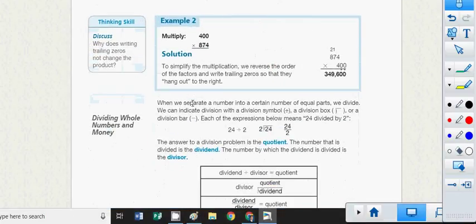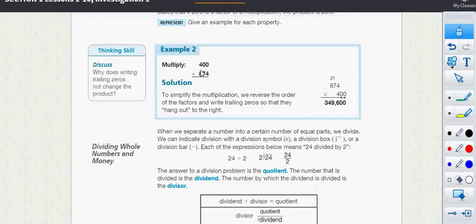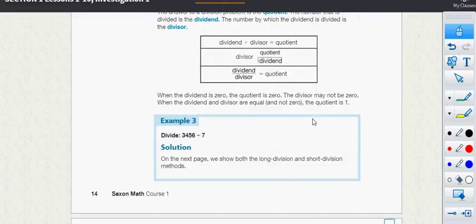Wrapping up here, multiplying with zeros like this one. Trailing zeros doesn't change the product. They reverse the order and write trailing zeros so they hang to the right, and then you don't have to do those extra steps. I guess that's a good thing to think about. If you've got these extra zeros, you could set up the 4 to line up here and then just toss the zeros on at the end. Feel free to check that out on page 14 if you want to learn more about that.